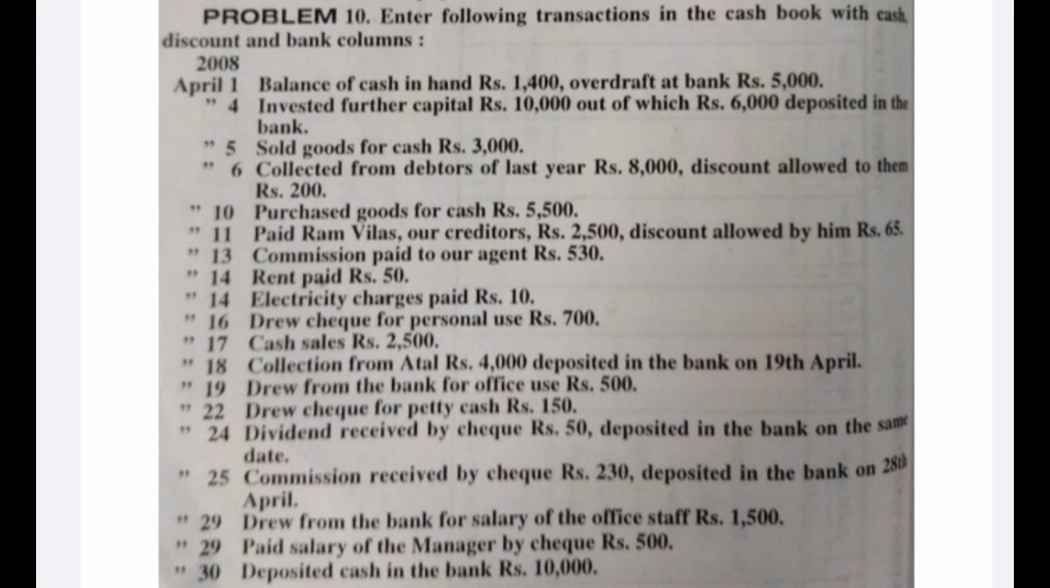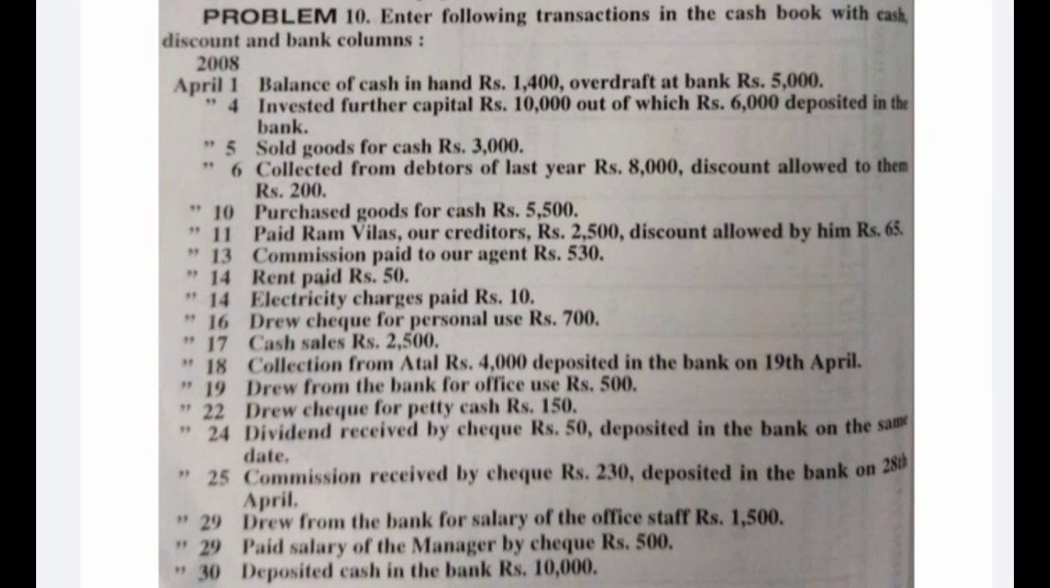So here we will get two entries. The first entry on 25th April is cash account debit to commission received account. Even though we are receiving the check, we are not depositing it into the bank. So here we will not get bank, here we will get cash on the debit side. So cash account debit to commission received account rupees 230. On 25th April, cash account debit to commission received, that is 230.